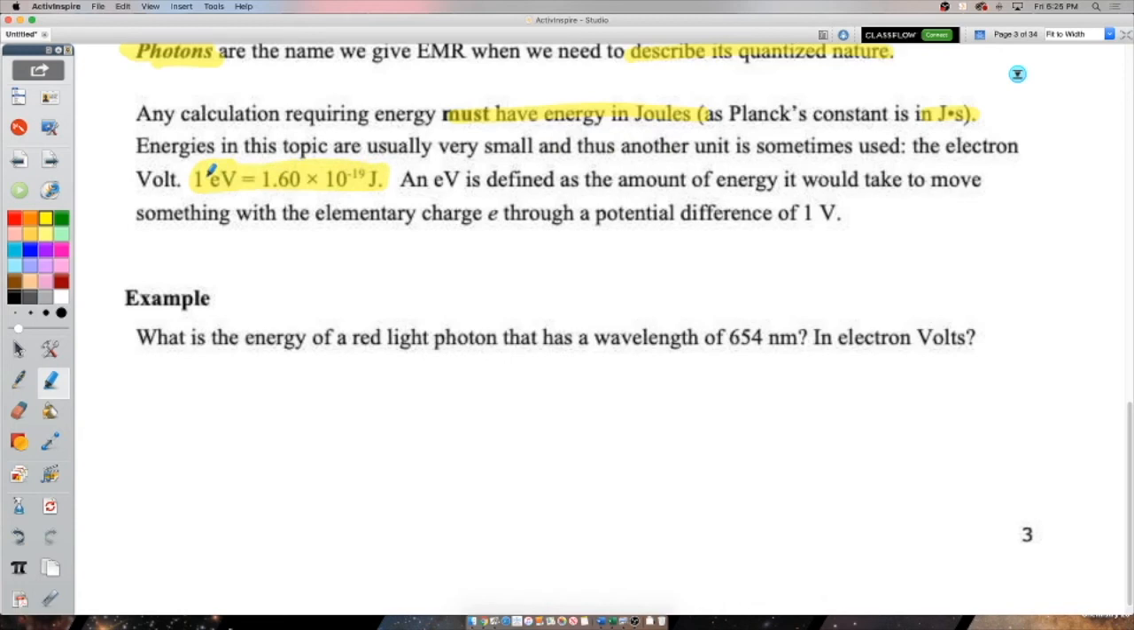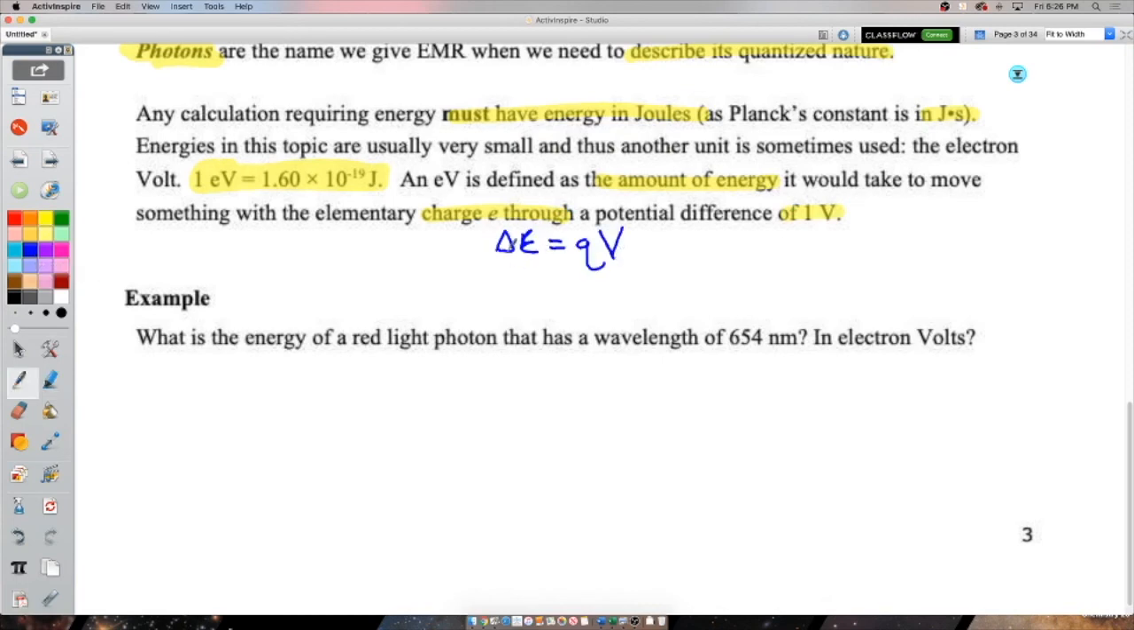You might be saying to yourself, I recognize that number. That's the charge of an electron. And you're absolutely right. That's not a weird coincidence. It comes from how we define an electron volt. It's the amount of energy it would take to move something with the elementary charge e through a potential difference of 1 volt. Good chance to remind ourselves of the equation here, right?